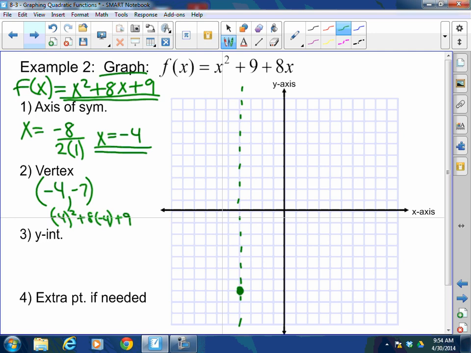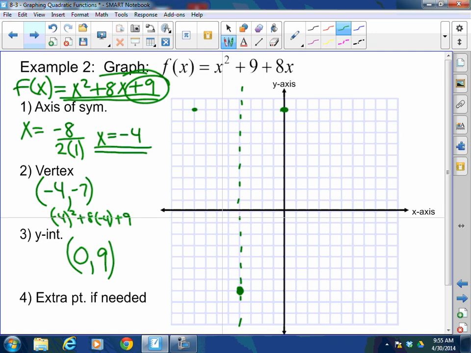That's negative 4, negative 7. That's my vertex. What is my y-intercept here? What's the c value? Negative 7 is not the y-intercept, that's not the c value. It's 0, 9. So that's here, 4 to the right of the axis. What's the mirror image? Go 1, 2, 3, 4 to the left.